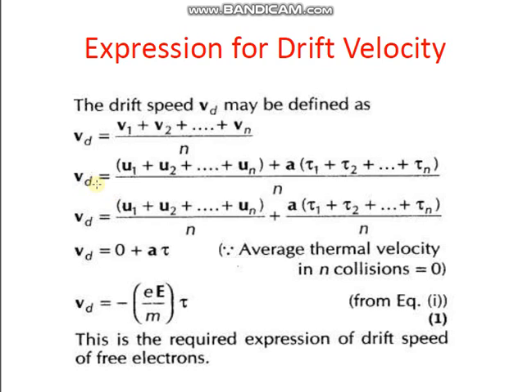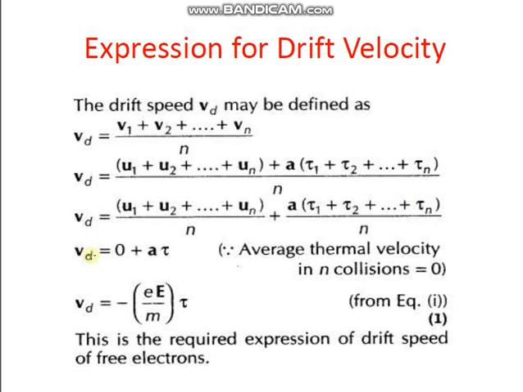Now, Vd is equal to (U1 plus U2 plus so on up to Un) plus A T. What is U? U are the thermal velocities of all electrons. This term comes from the relation V is equal to U plus AT. First we take the initial velocity, then A, and T is the time between collisions. Now we take the average of all these. This is the average thermal velocity and this is the average final velocity.